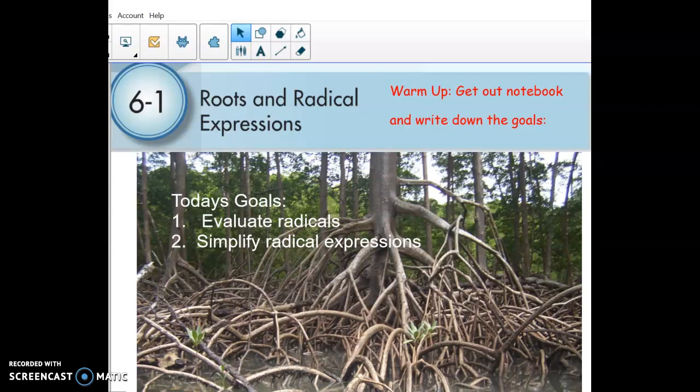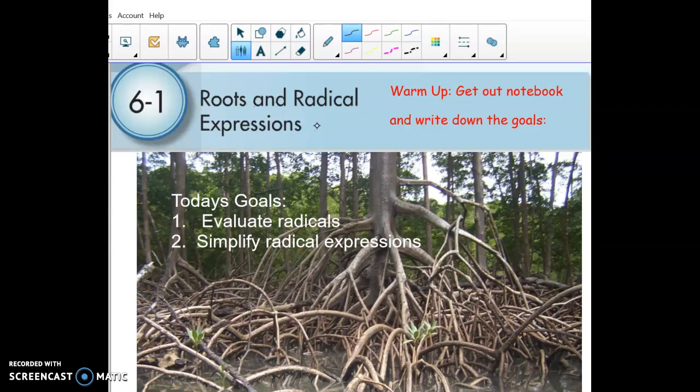All right, welcome to chapter 6. In this chapter we're going to be studying radicals and roots, and also some fraction exponents coming later in the chapter. It's pretty new probably, but just a couple of little vocab.